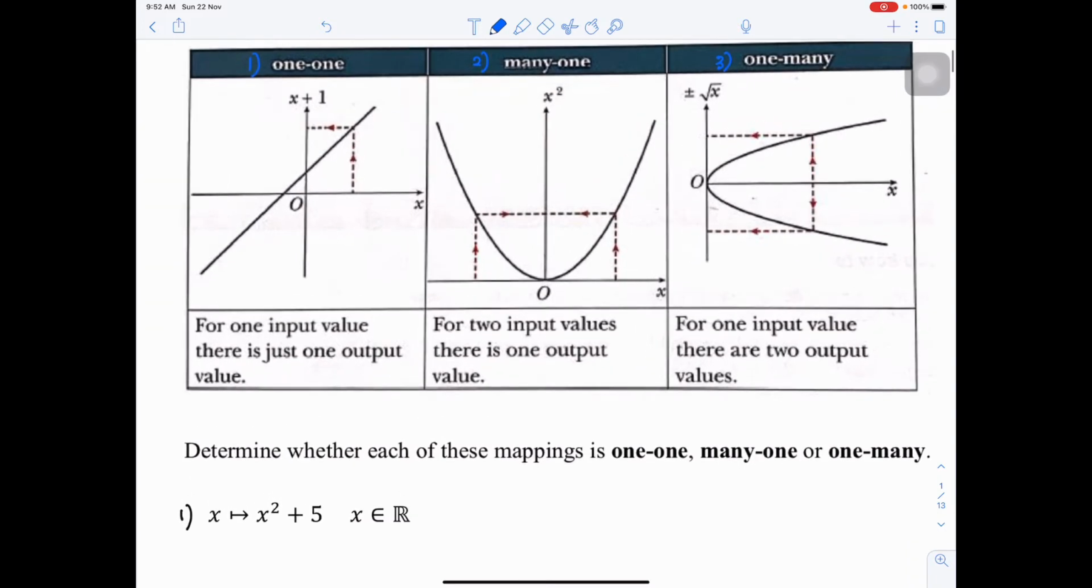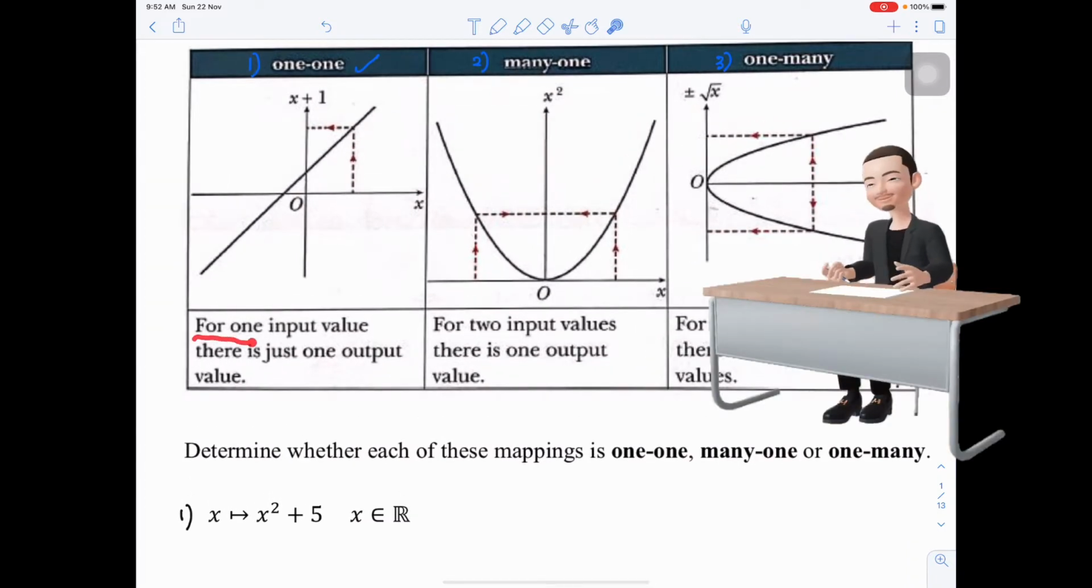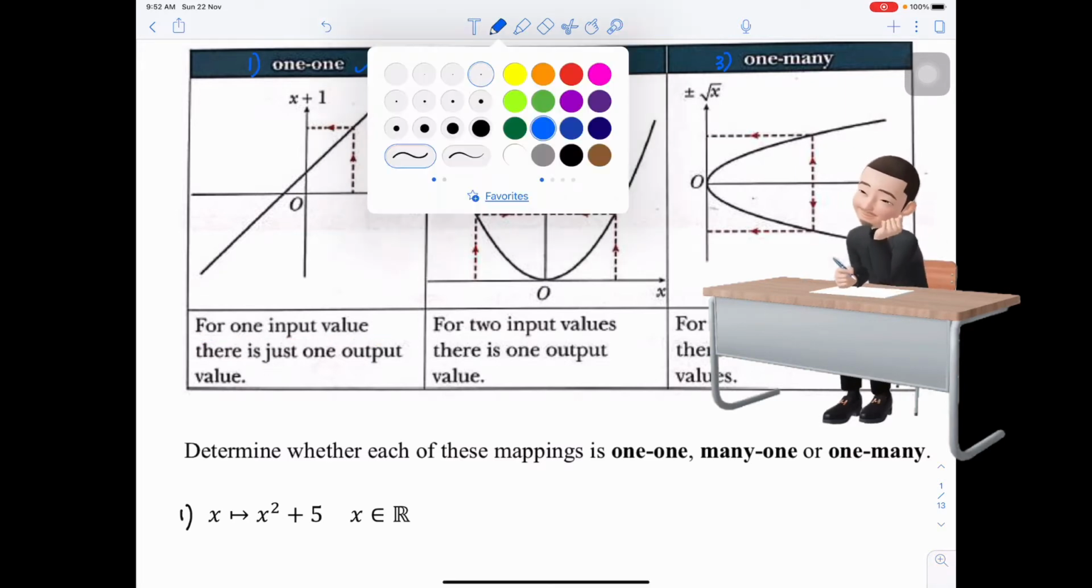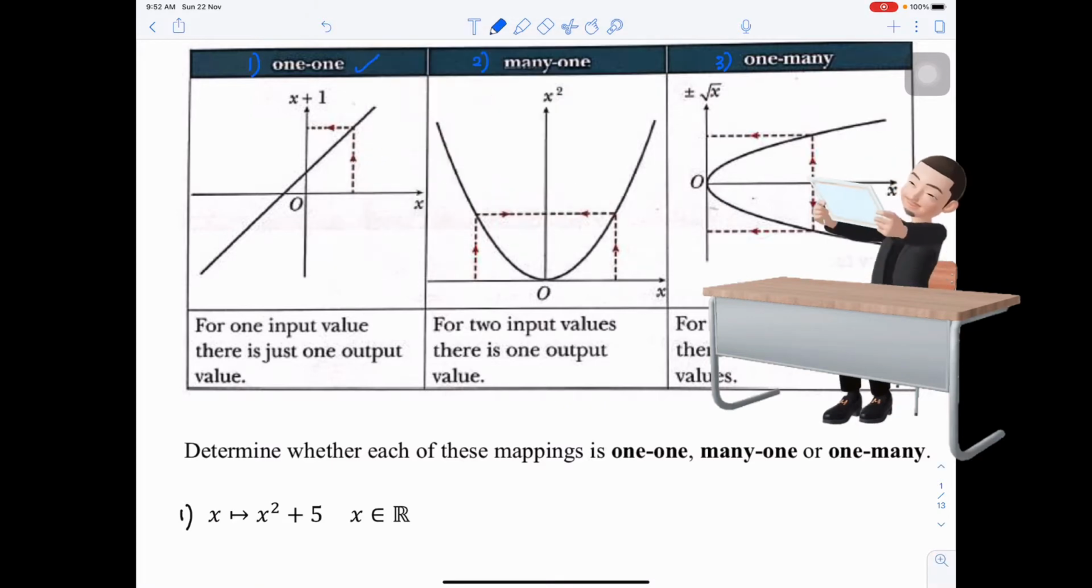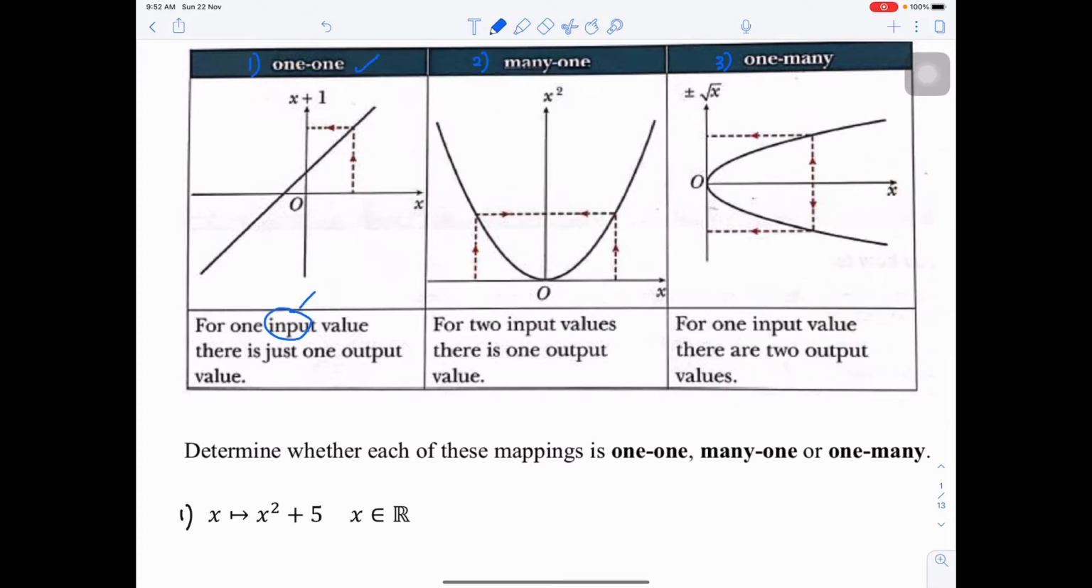The first one is one to one. For one input value there is just one output value. So what is input and what is output? Actually the input is on the x-axis, and the output, the result, is on the y-axis.